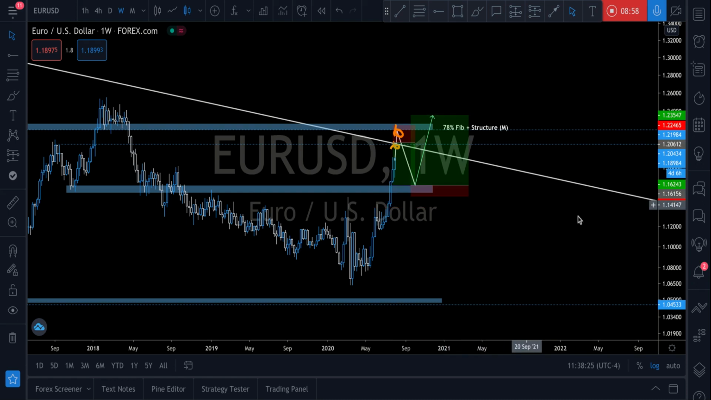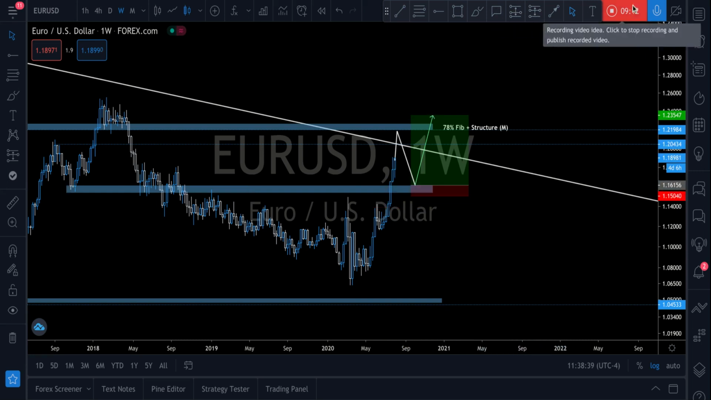Anyways, this is Euro USD. We have two opportunities presented. We are still waiting primarily for price to make a decision and hit a critical zone before we actually come to a conclusion ourselves. So this is Euro USD.